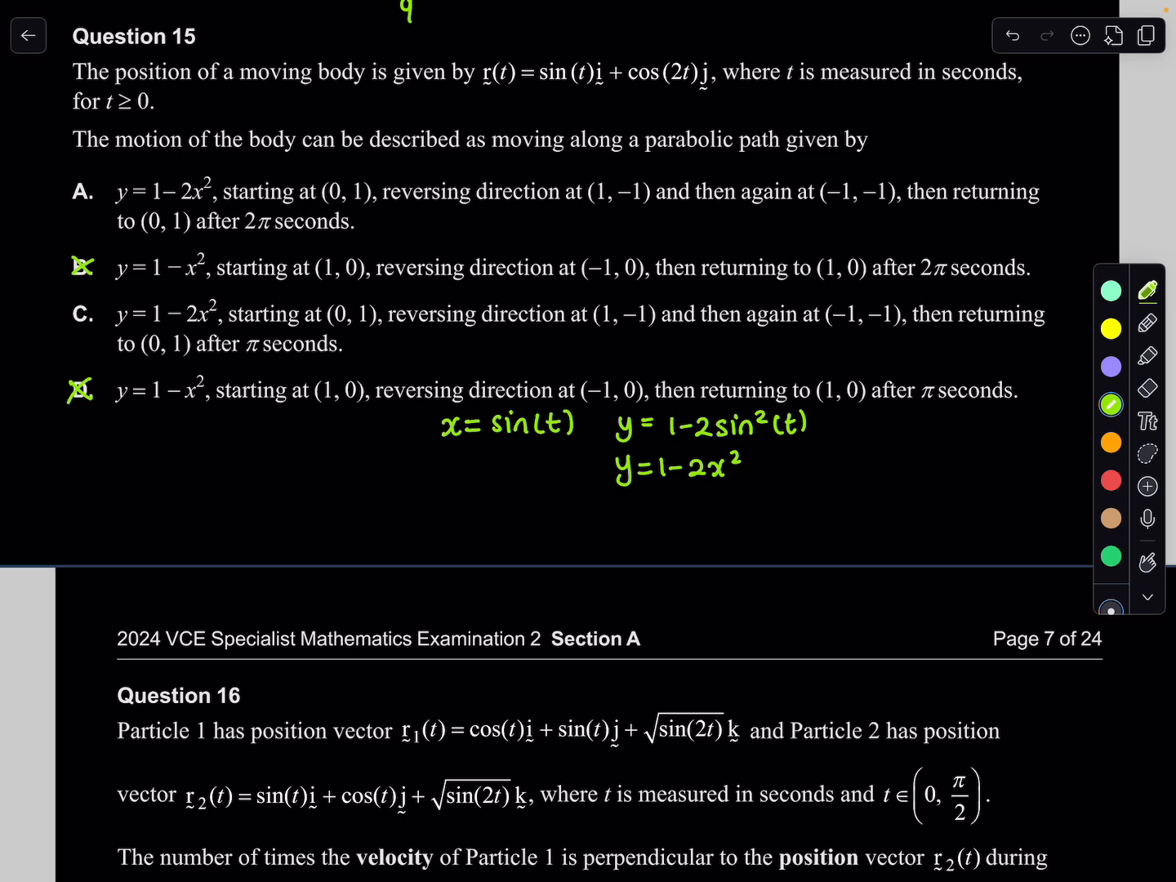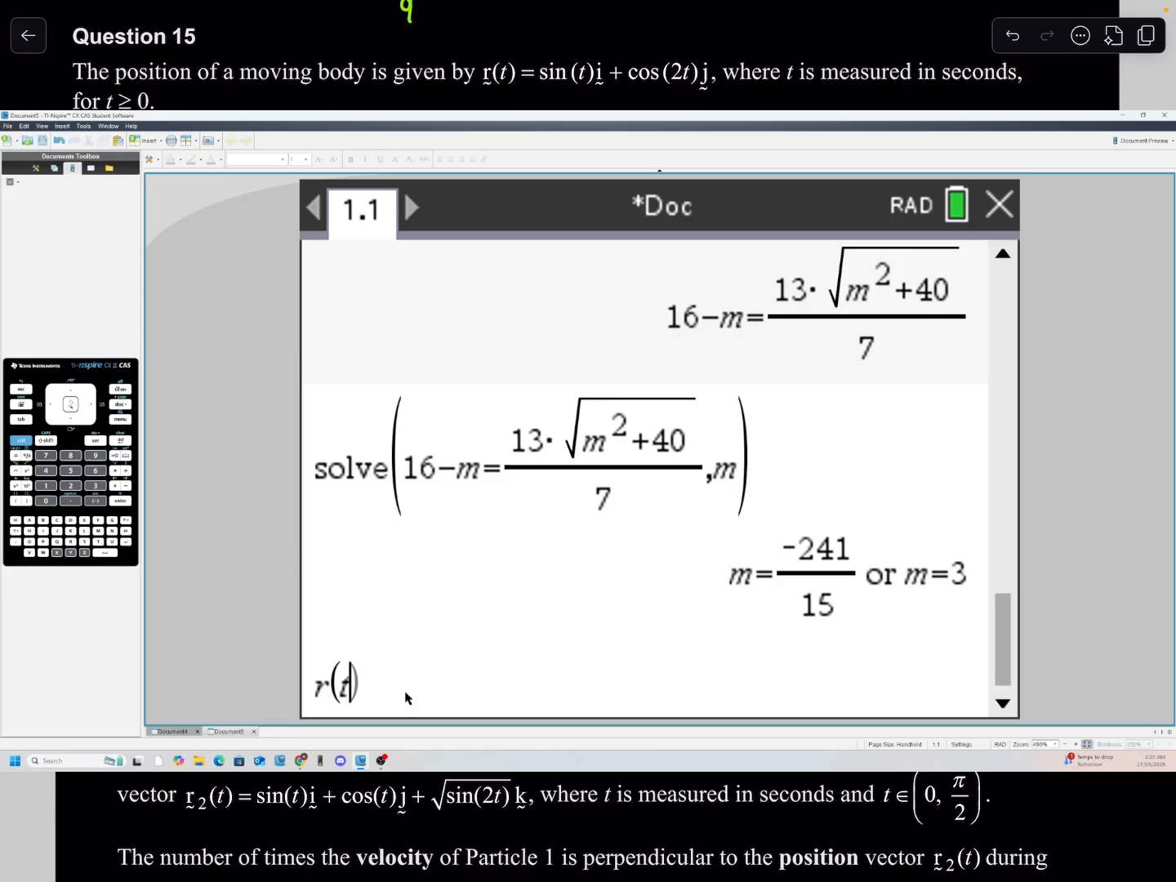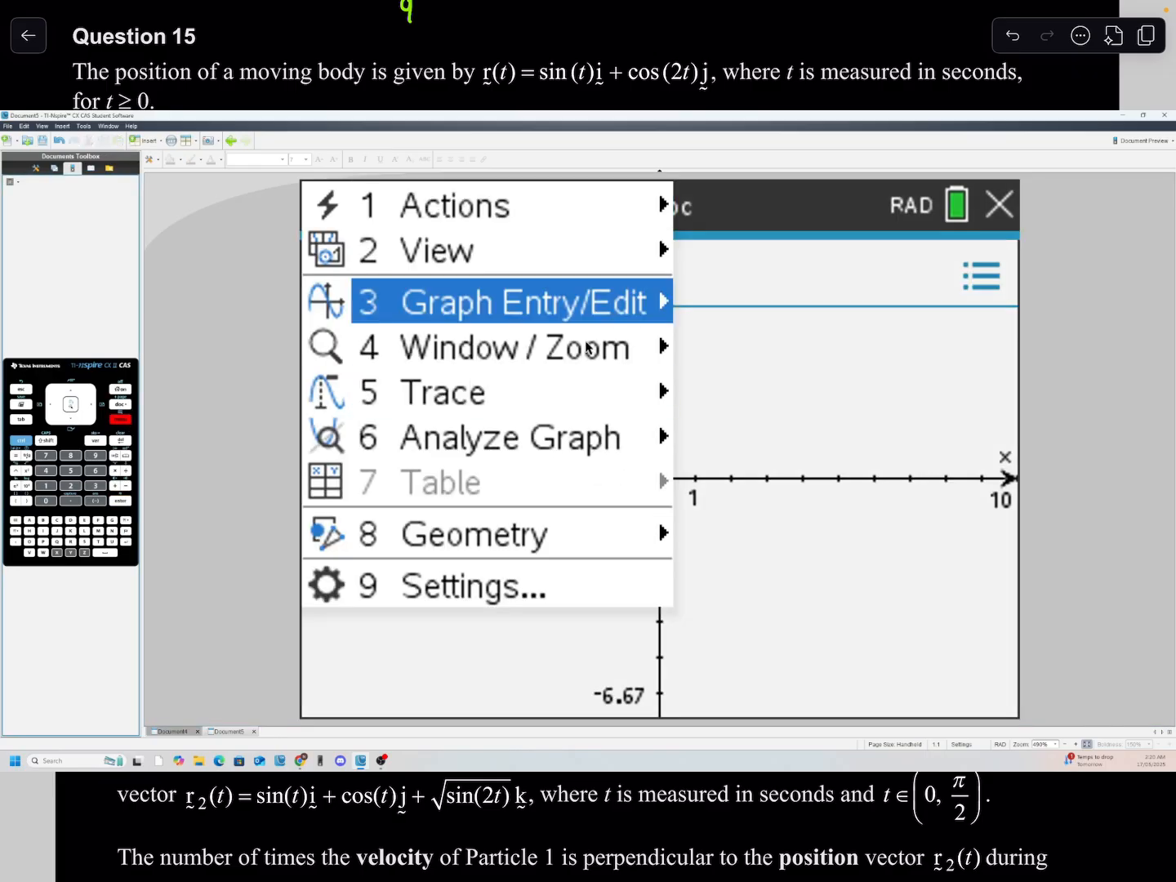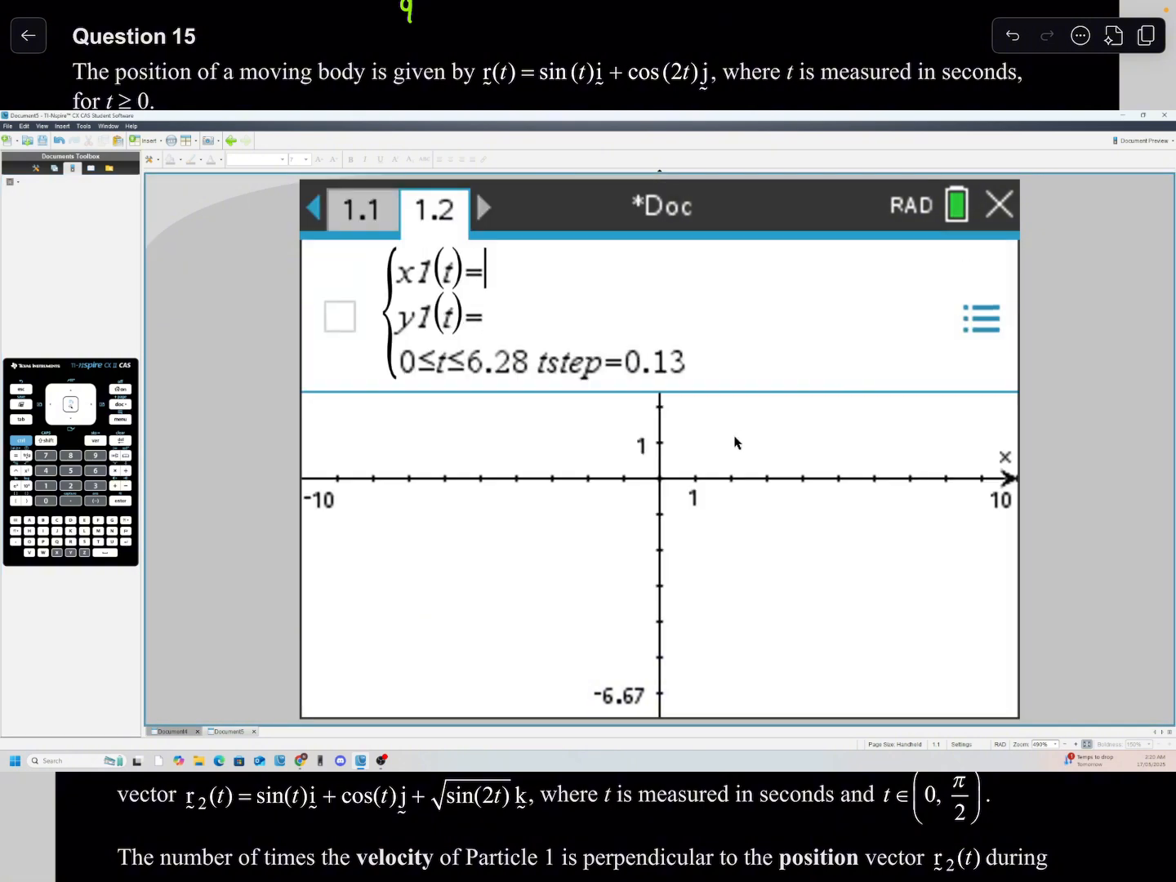How do I know? What I'm going to do is do this in my calculator. I'm going to define it and actually understand what is happening, because it's really hard to understand. So R of t, I'm going to just define it as sin t, cos 2t. And I can actually also graph it parametrically. So of course we have sin t, cos 2t, and there it is.